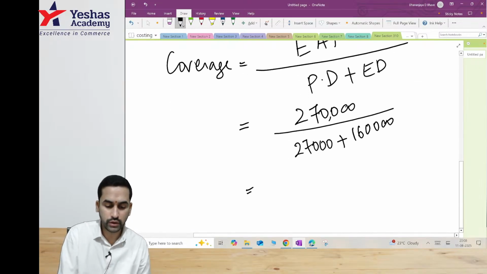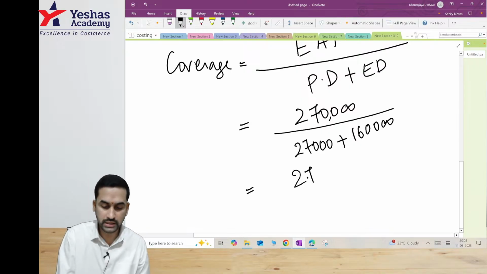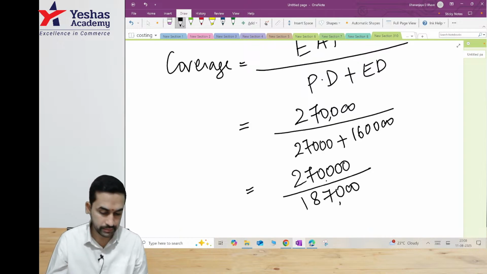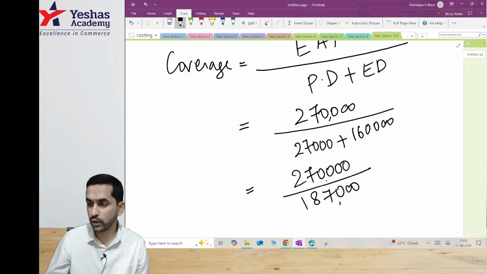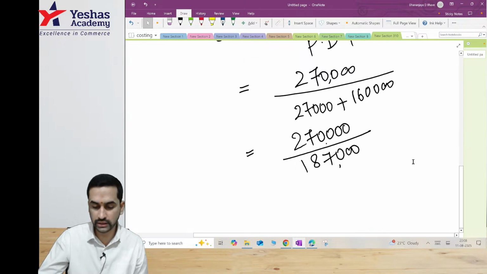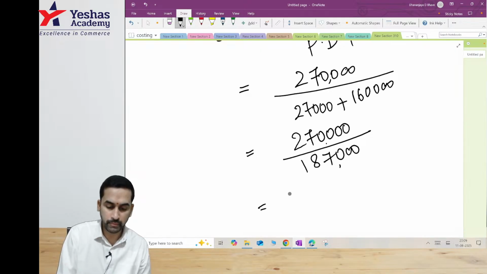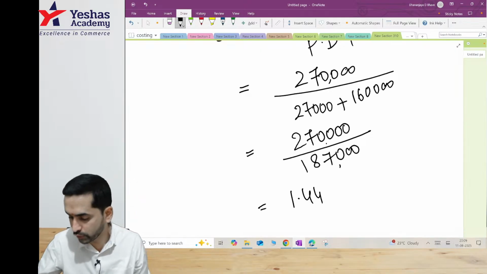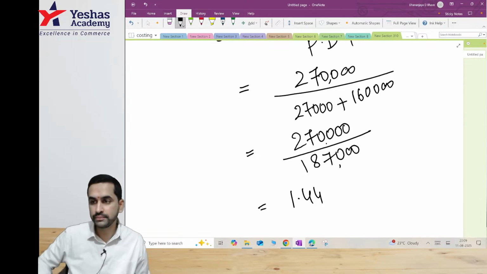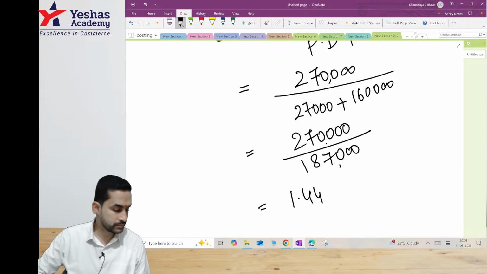Now, if you see, 2,70,000 is money available, and I have to pay 187,000 dividend. I hope you are understanding. I have 270,000 and I need to pay 187,000. This answer will come to 1.44. What is the meaning of the answer greater than 1?